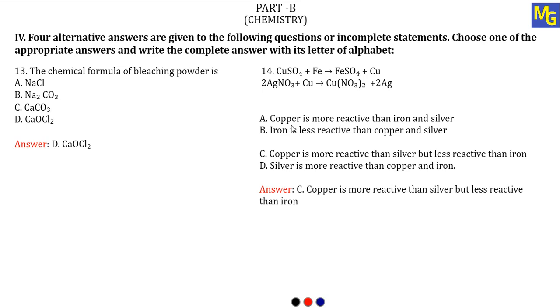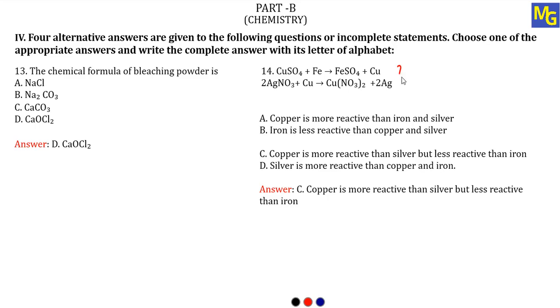Option A, copper is more reactive than iron and silver. B option, iron is less reactive than copper and silver. C, copper is more reactive than silver but less reactive than iron. Option D, silver is more reactive than copper and iron.